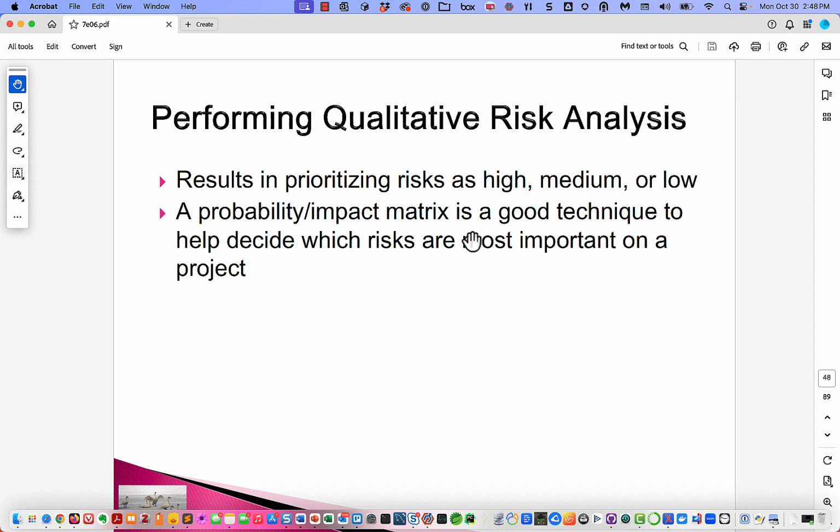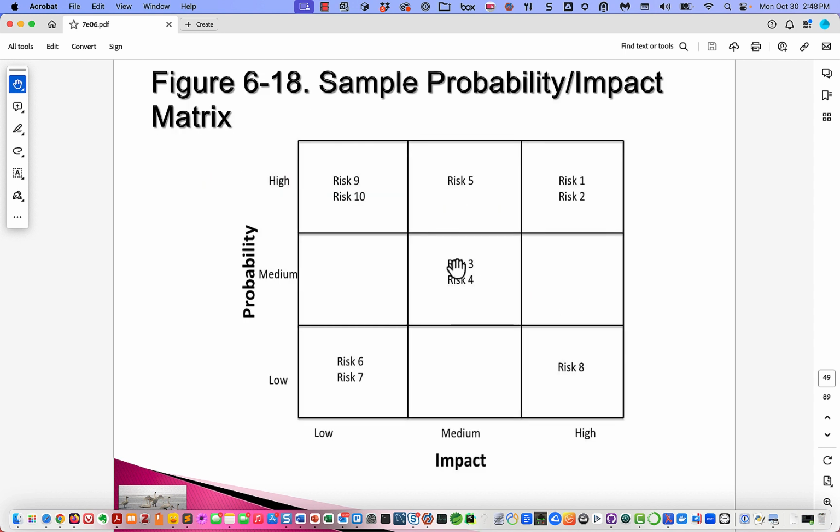So, a probability impact matrix is a good technique. That's a qualitative one. Let's look at this. These are very popular, and it's a great way to think about this and communicate with your stakeholders. You take all your risks, which you've identified. We haven't seen a risk register yet, but it's essentially a spreadsheet with the risks identified. We'll see one in a slide or two.